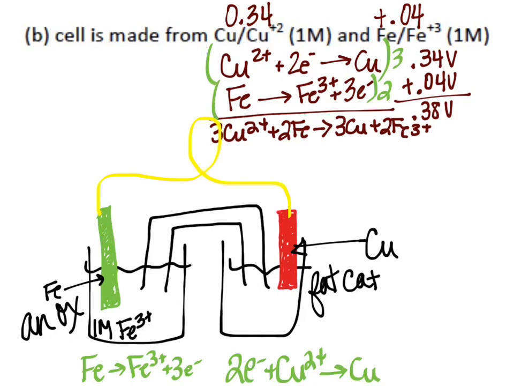So now we have our wire that is putting this together. Which way do electrons flow? Through the wire. Which way? To the cathode.